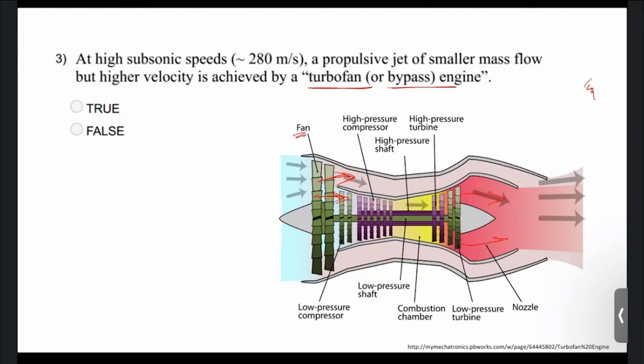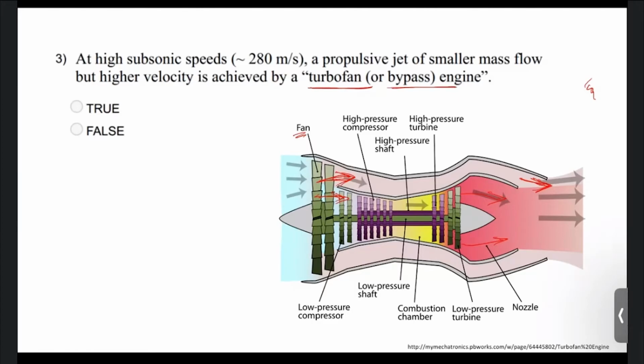So what happens here is, the air that is being forced into the duct also comes out from here, and this air adds with the combustion products exiting from the nozzle, and these both mix together and result in a high velocity propulsive jet. Okay, so this is the principle of the turbofan engine.